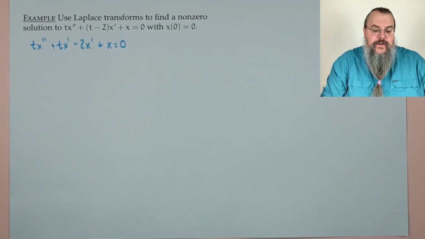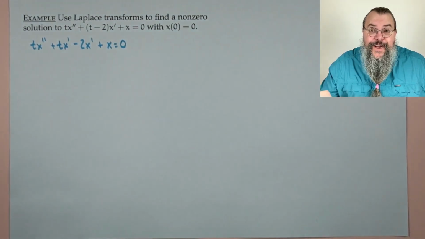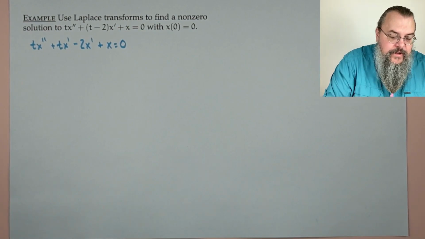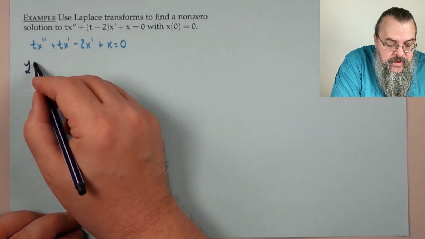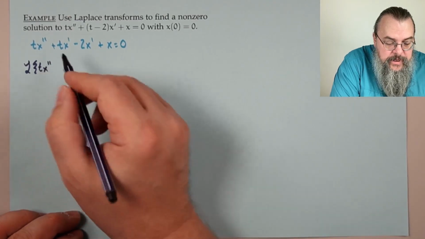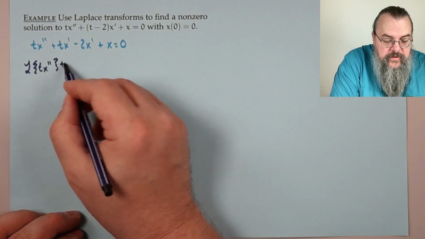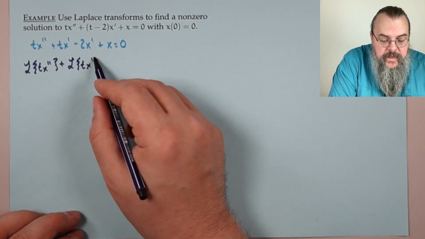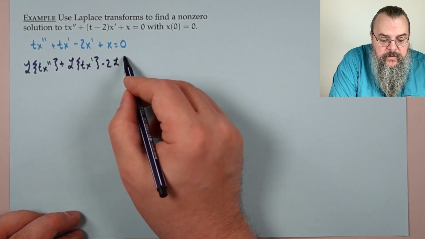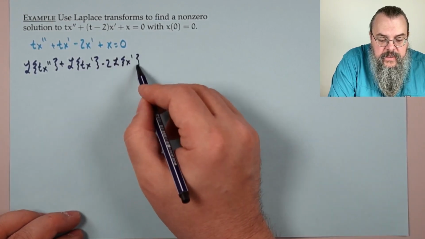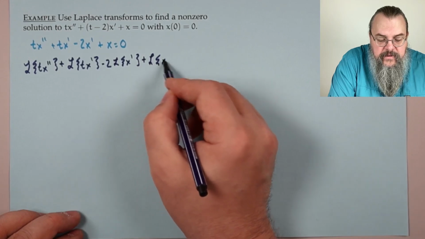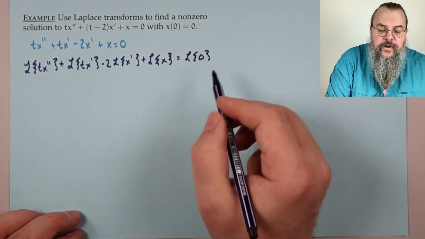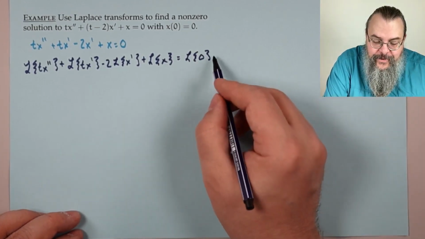Now, let's think about what happens here. So we're going to take the Laplace transform of all of this. This is going to be fun. We have now the Laplace transform of t x double prime plus the Laplace transform of t x prime, and then minus 2 times the Laplace transform of x prime, and plus the Laplace transform of x. All of that equals the Laplace transform of 0. Well, the right-hand side, that's pretty straightforward. That's 0.